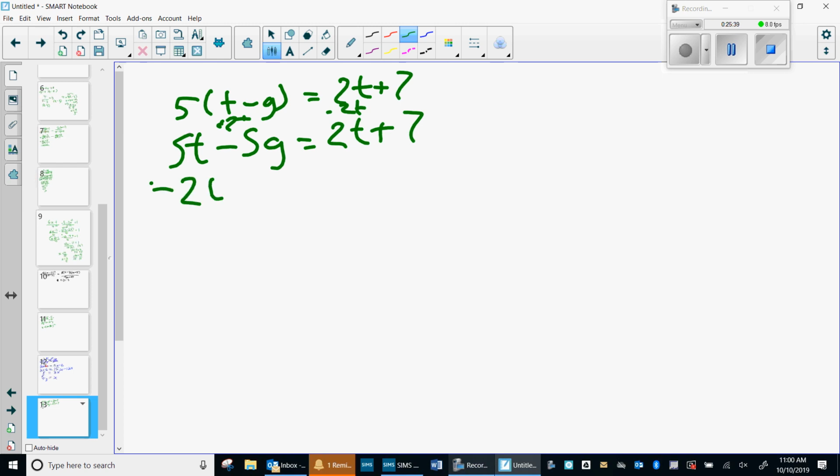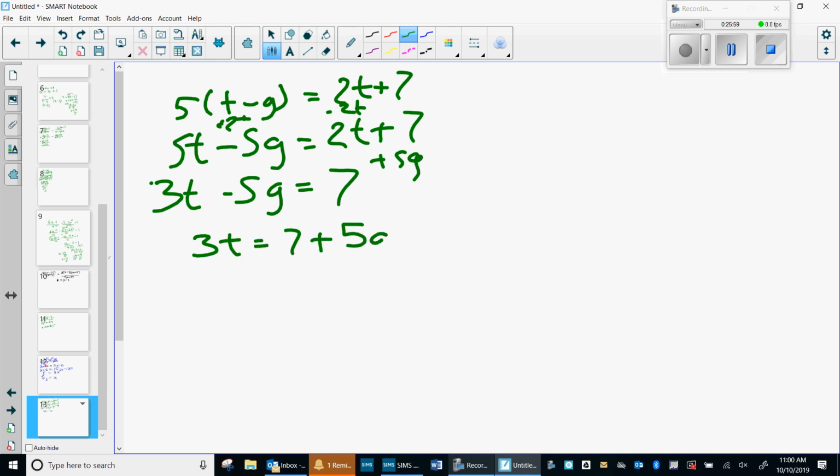5 take away 2, darling. 5 take away 2. What's that? 3t. 3t minus 5g equals 7. And so I added 5g to both sides. So 3t equals 7 plus 5g. And then I divided by 3, and divide by 3. T equals 7 plus 5g over 3.